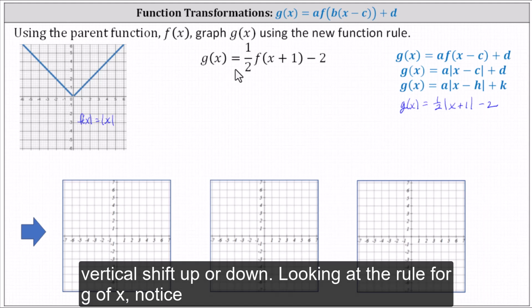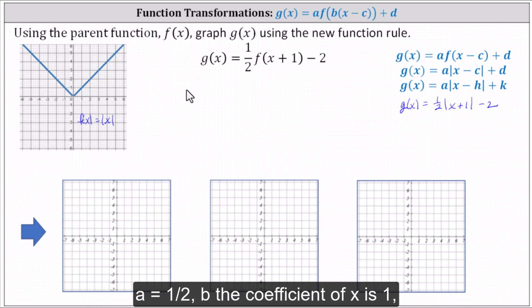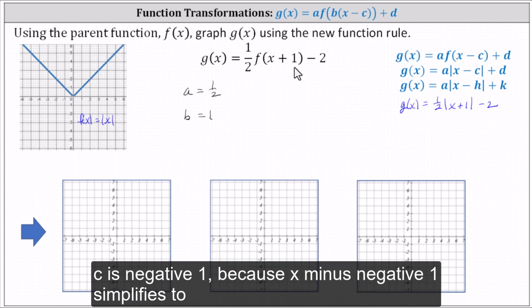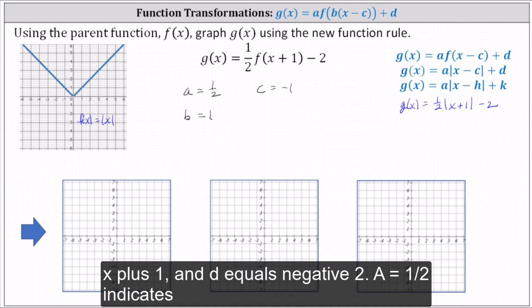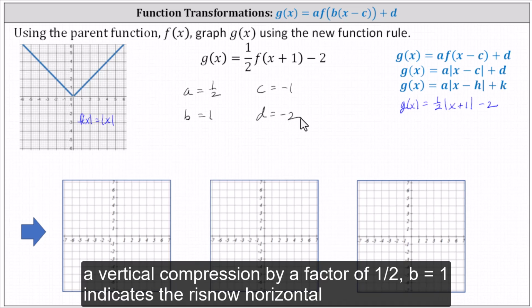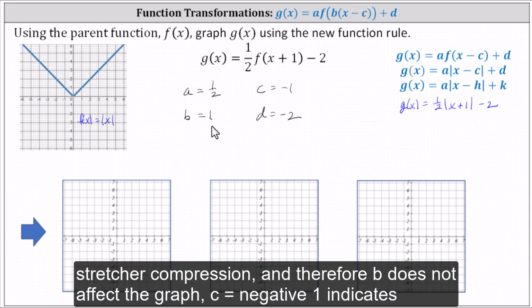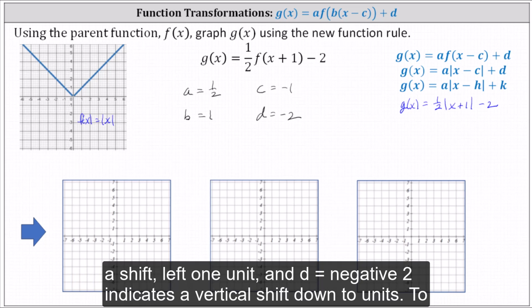Looking at the rule for g(x), notice a = 1/2, b, the coefficient of x, is 1, c is -1 because x - (-1) simplifies to x + 1, and d = -2. a = 1/2 indicates a vertical compression by a factor of 1/2. b = 1 indicates there is no horizontal stretch or compression, and therefore b does not affect the graph. c = -1 indicates a shift left 1 unit, and d = -2 indicates a vertical shift down 2 units.